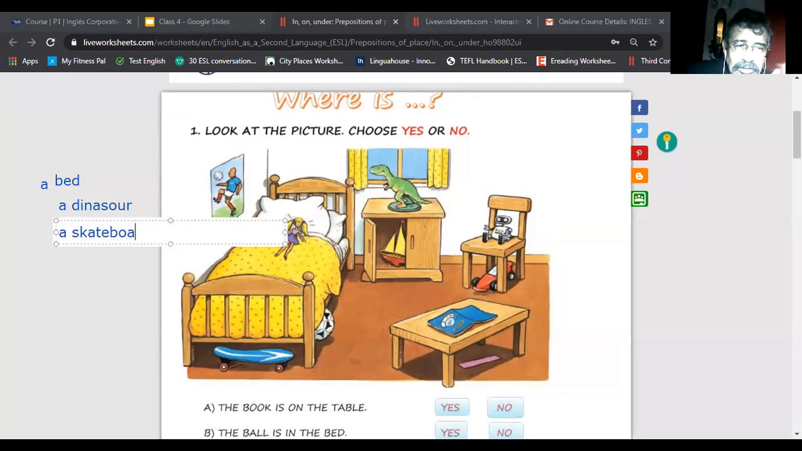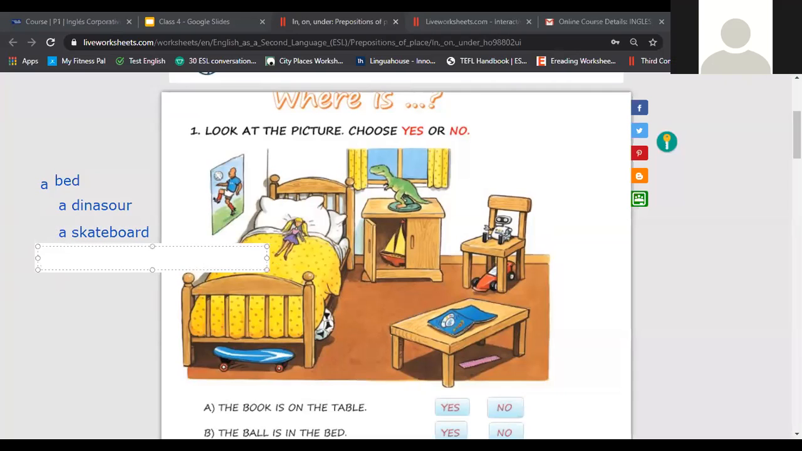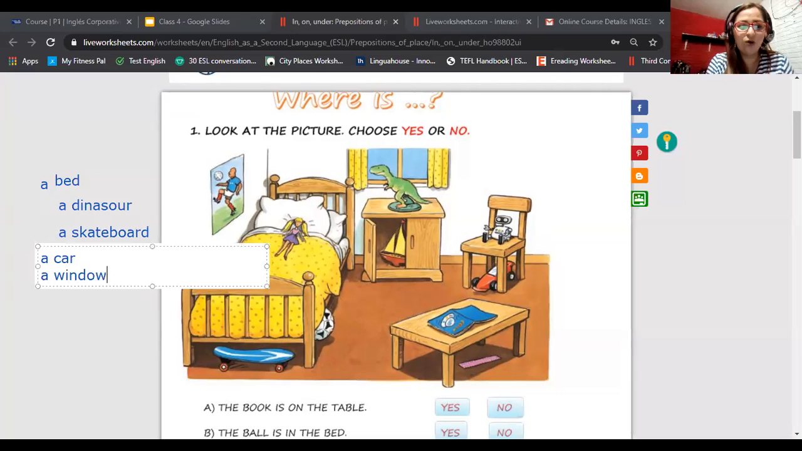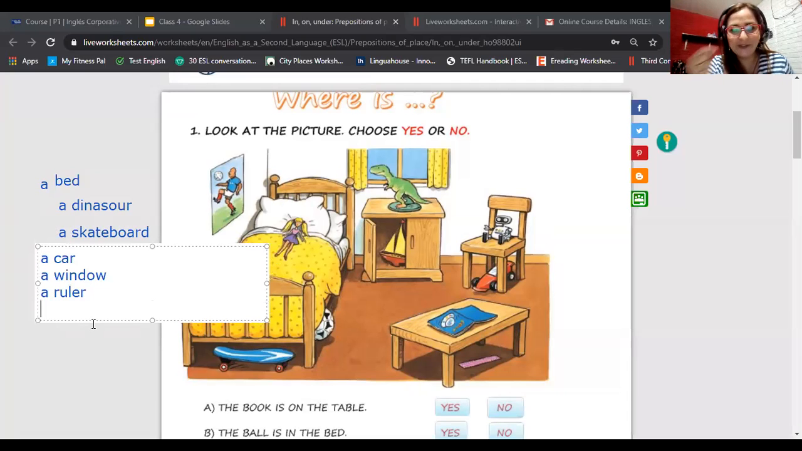Skateboard. Okay, a skateboard. What else do you see? A window. A car. A door. A window. A book. Si usted no identifica, don't worry, vaya anotando las palabras.